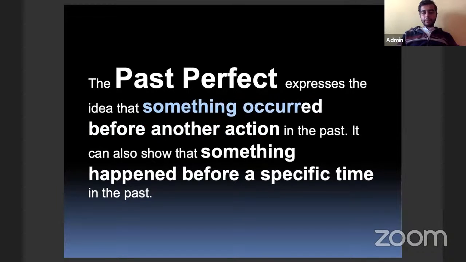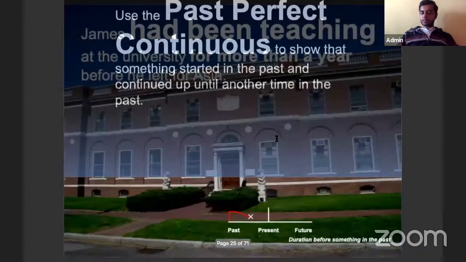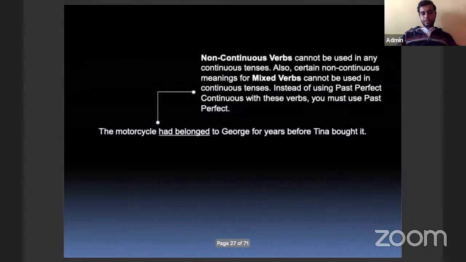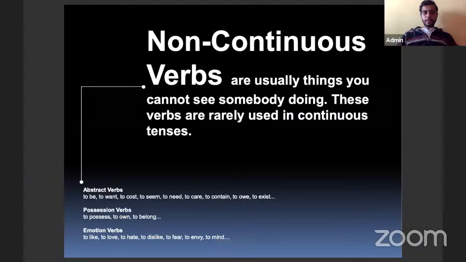The motorcycle had belonged to George before Tina bought it. Okay, before Tina bought it. So that is past perfect, not past simple, not past continuous, not past perfect continuous. Now, non-continuous verbs are things that you cannot see anybody doing.